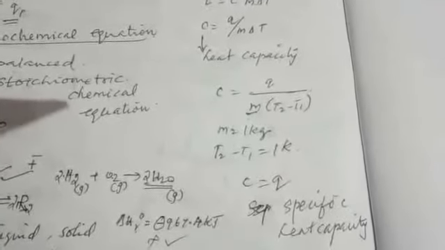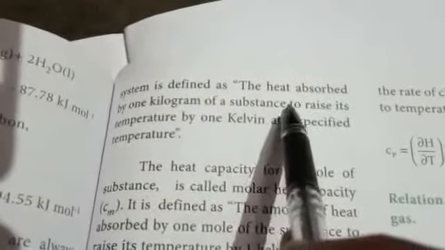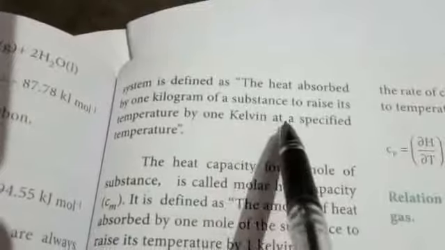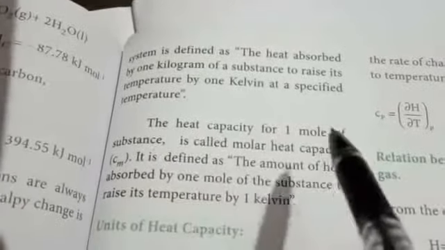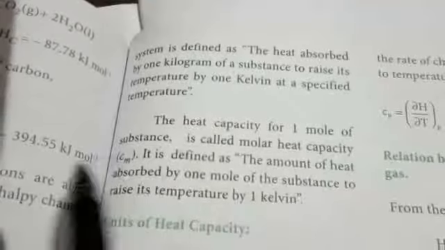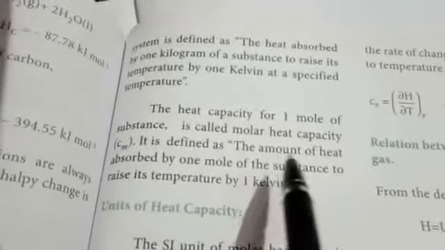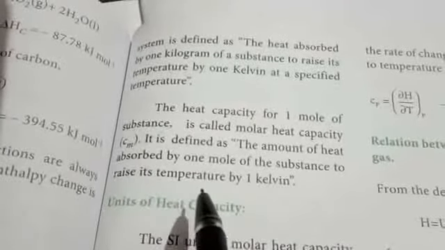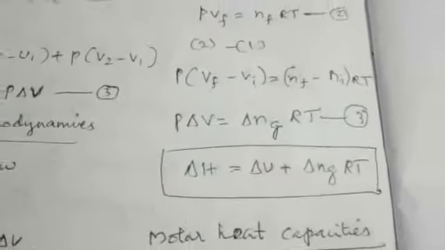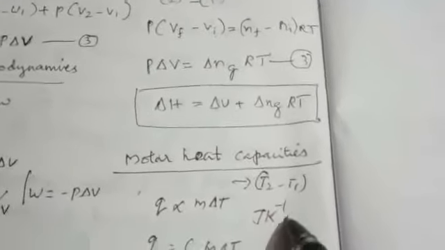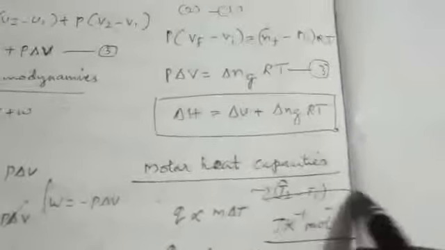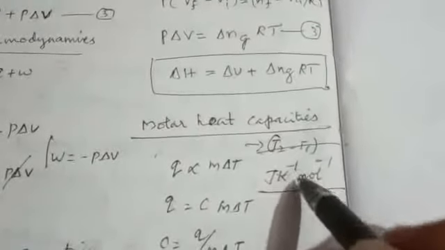Specific heat capacity is the heat absorbed by 1 kilogram of substance to raise the temperature by 1 Kelvin at a specific temperature. The specific heat capacity for 1 mole of substance is called molar heat capacity, symbol Cm. It is defined as the amount of heat absorbed by 1 mole of substance to raise the temperature by 1 Kelvin. Unit of heat capacity: joule Kelvin inverse mole inverse.